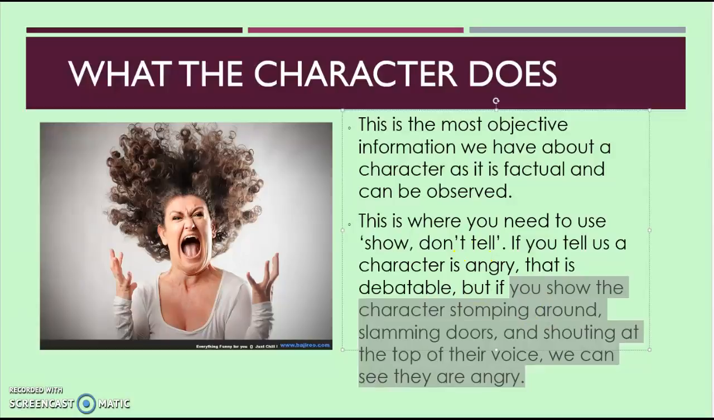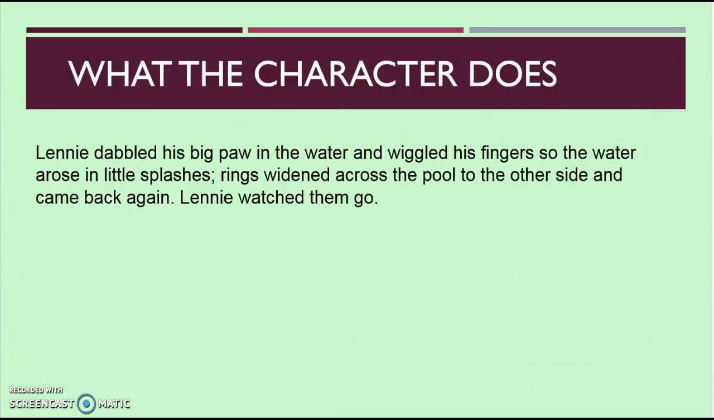Let's look at an example from everyone's favourite story, Of Mice and Men. Early on we have Lennie being introduced, and here's one thing which Lennie does. The story tells us that Lennie dabbled his big paw in the water and wiggled his fingers so the water arose in little splashes. Rings widened across the pool to the other side and came back again. Lennie watched them go. So we have Lennie splashing in this water, watching the ripples that he makes.